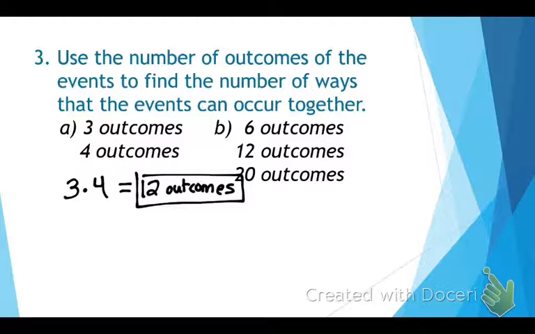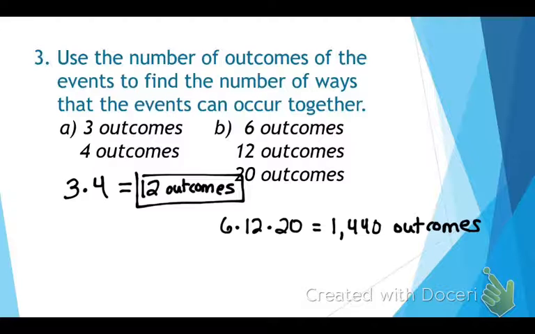Okay, how do I find problem B? 6 times 3 times 12. Okay, I know that we talked about M times N, but this could work for anything, however many ways. So it could be M times N times O. So you're just multiplying all the outcomes together. And when you do, how many outcomes do you get? 1,440 outcomes is correct.